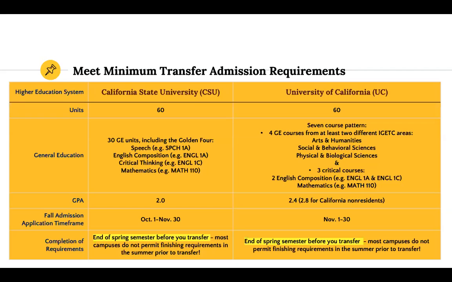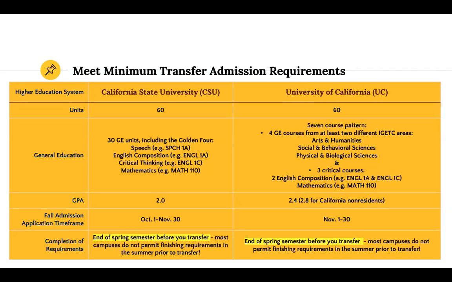You must also have a 2.0 GPA, and you must apply between October 1st through November 30th. These requirements must be fulfilled at the end of the spring semester before you transfer out. Most campuses do not permit finishing these requirements into the summer semester or intersession.